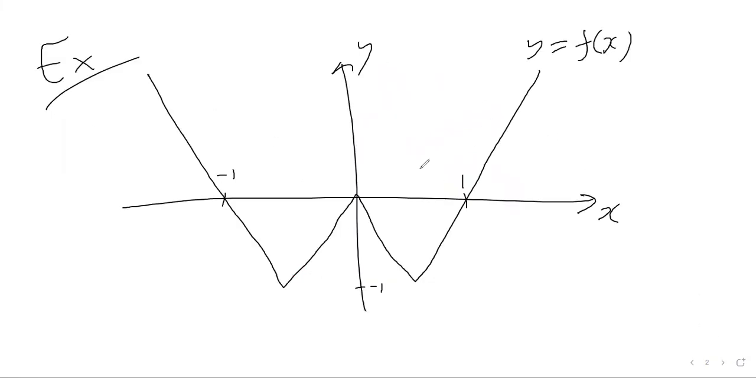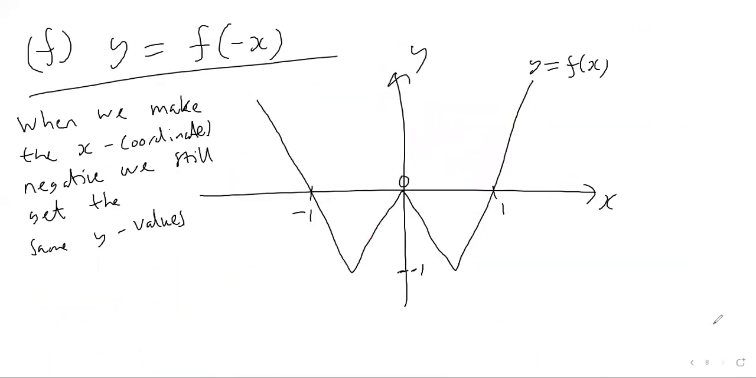So remember, we've got our function we've been looking at. This is the function we've been considering, y equals f of x. And now we're going to apply a transformation, this one here, y equals f of negative x. So what would this look like if we try to sketch this? So the key thing to realize is that we're making the x coordinates negative and we're inputting that into our function. So when we make the x coordinates negative, we still get the same y value. So we're negating the x coordinates, and we're still getting the same y values.